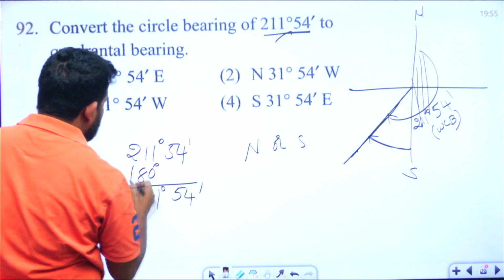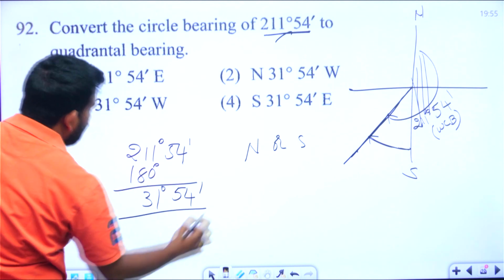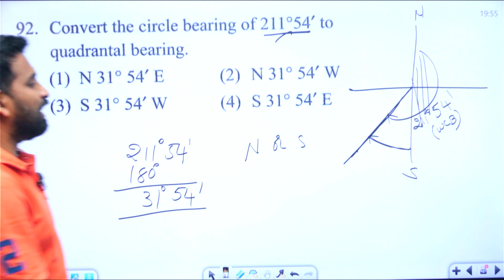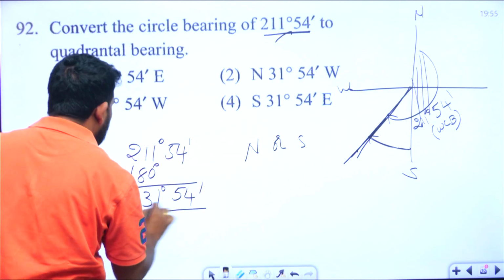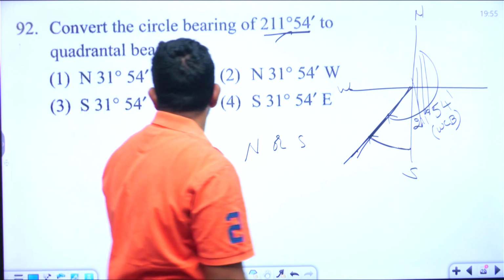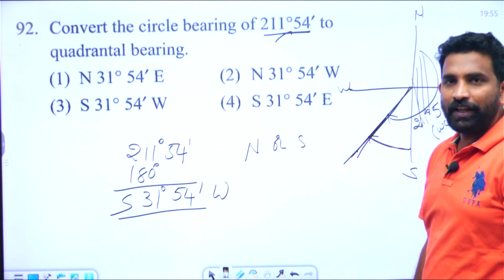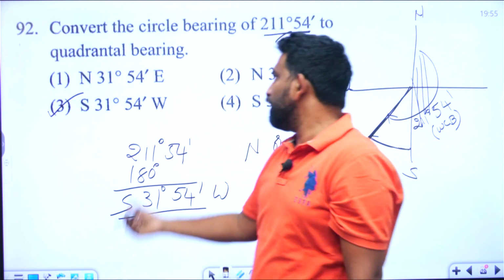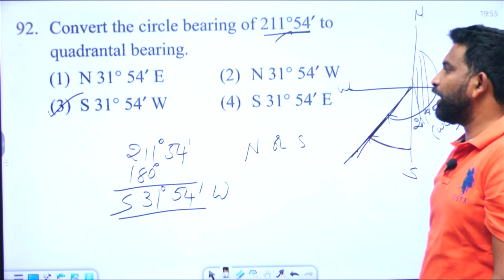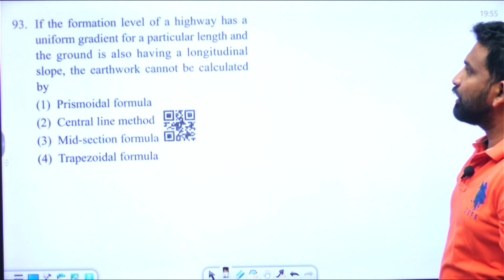This comes to 31 degrees 54 minutes, and this line is lying in between south and west. So the option will be south 31 degrees 54 minutes west. This is the correct answer. So easily we will be able to do the conversions. Let us see the next question.